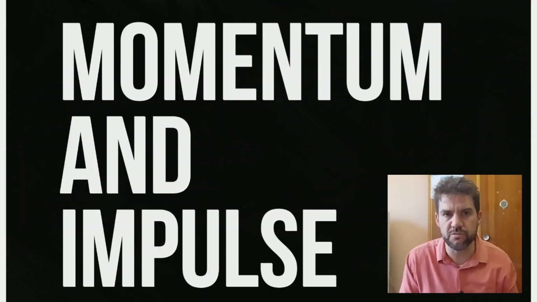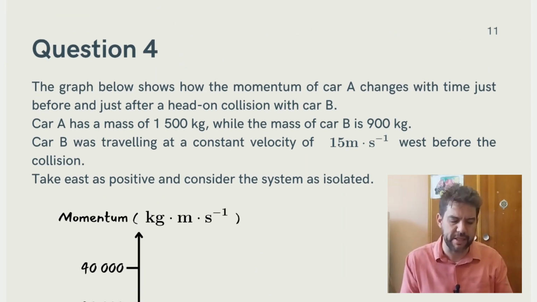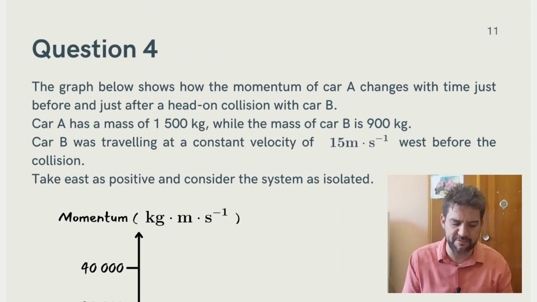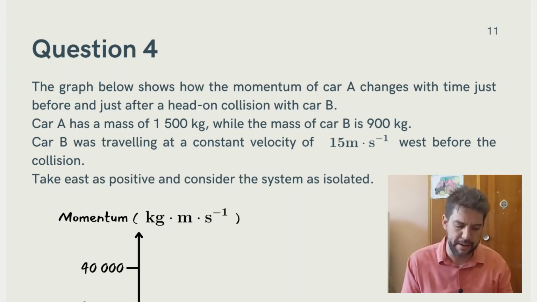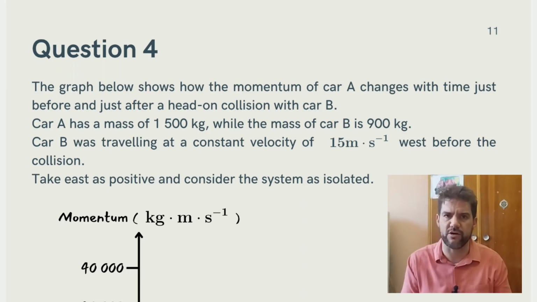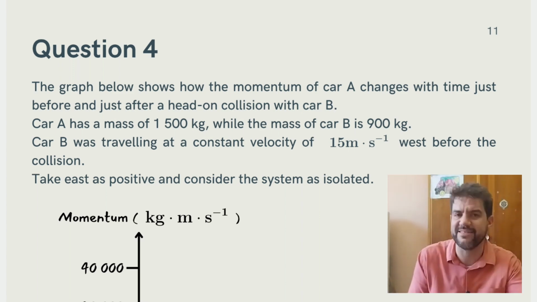Well, this time we're going to be solving question 4. Now, question 4 is about a graph, as you can see there, and the question said the following. The graph below shows how the momentum of car A changes with time just before and just after a head-on collision with car B. Car A has a mass of 1,000 kilograms, while the mass of car B is 9,900 kilograms. Car B was traveling at a constant velocity of 15 meters per second west before the collision. Take east as positive. So in this question, they want you to take east as positive.